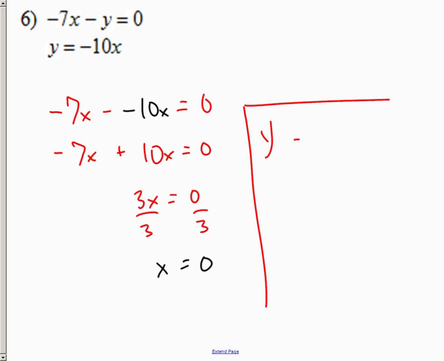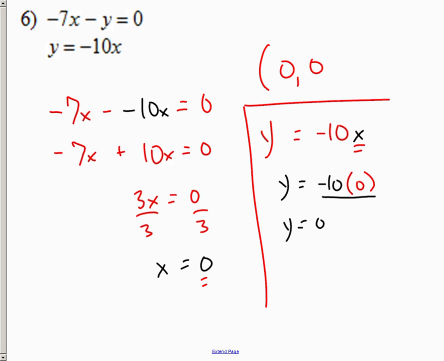So now I can take the nice easy equation of y equals negative 10x. Or I could take the first equation, which is more work, but I don't want to do more work. I'm taking the easier equation. And I make this x into a 0, and that lets me figure out what my y is. So negative 10 times 0. Well, that means y is equal to 0, because negative 10 times 0 is 0. My ordered pair in this case is 0, 0.